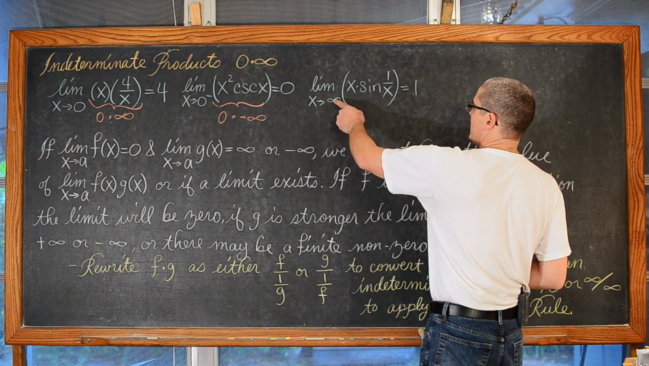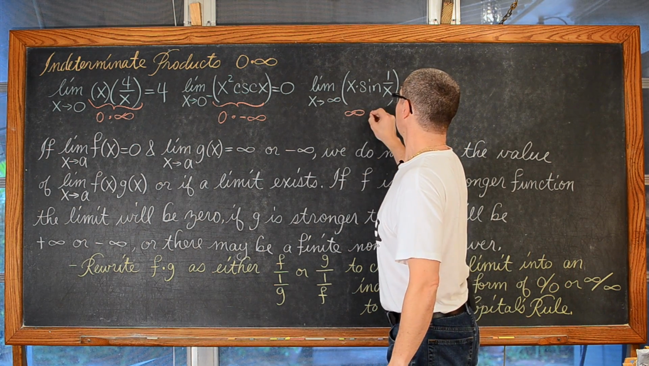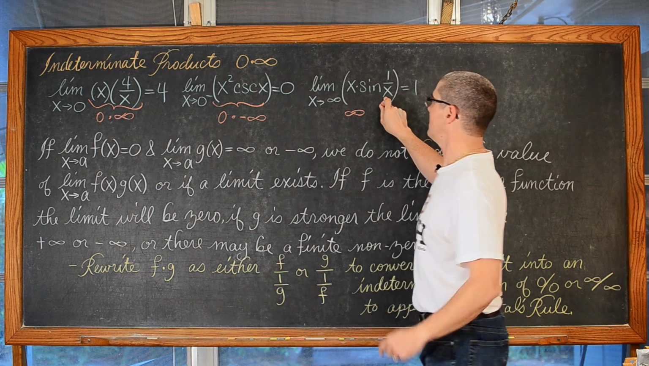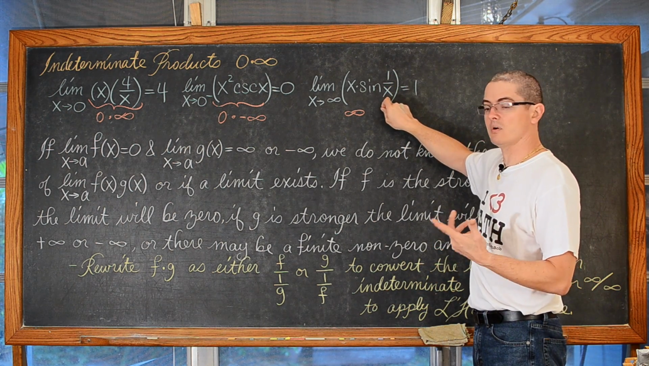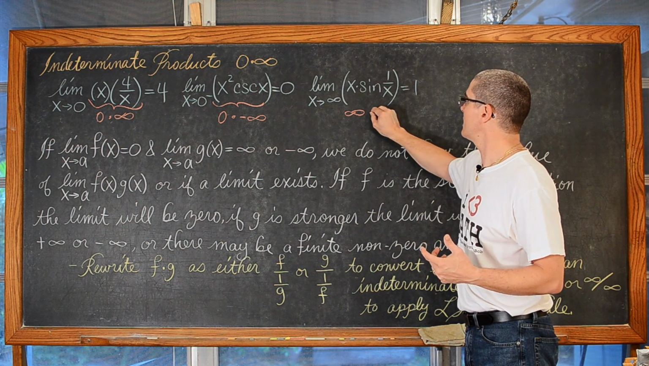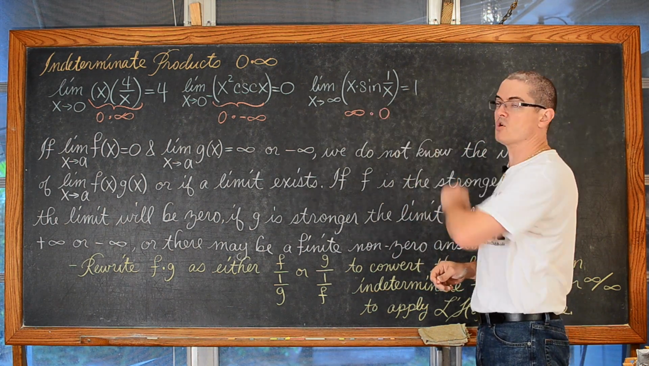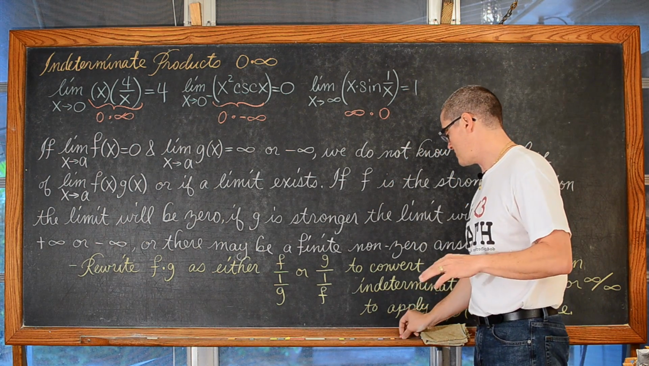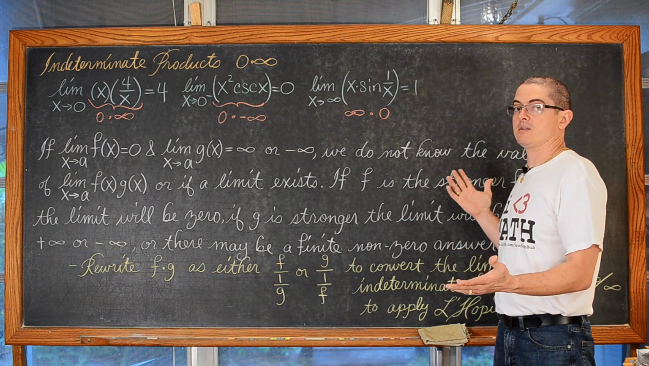And then over here we have the limit as x approaches infinity. Well, that's going to be infinity here. And then we're going to be taking the sine of 1 over infinity, which is basically 0. And the sine of 0 is equal to, again, 0. So all three of these problems are in this indeterminate form of 0 times infinity. Yet they all give us different answers.